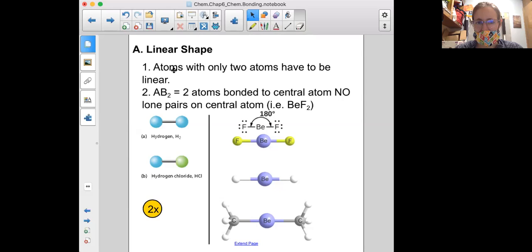Now, another way that linear can result deals with beryllium, and we don't have a ball that represents beryllium, but it would be something with two holes on either side of it, and it's AB2. So you have two atoms bonded to the central atom. There are no lone pairs on the central atom. A great example is beryllium fluoride. So there's my beryllium with two fluorines attached to the side.